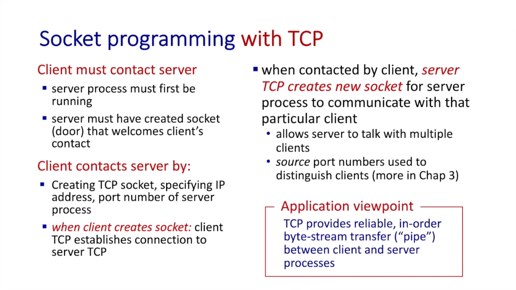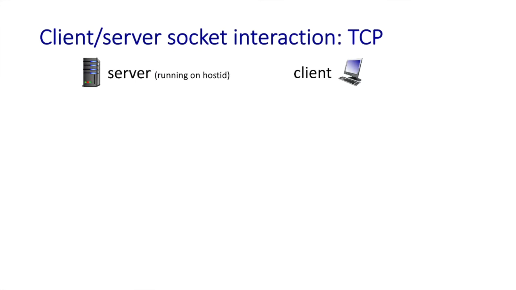This TCP connection serves as a sort of a pipe between the client and the server, with the server side of this pipe being this newly created socket. And as we've seen, that pipe provides reliable, in-order, byte stream transfer between client and server processes. Let's now return to our simple toy client-server application and take a look at the interaction between the TCP client and the TCP server, as we did with UDP.